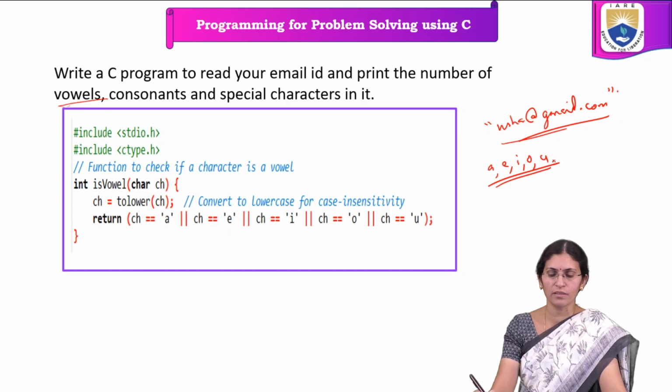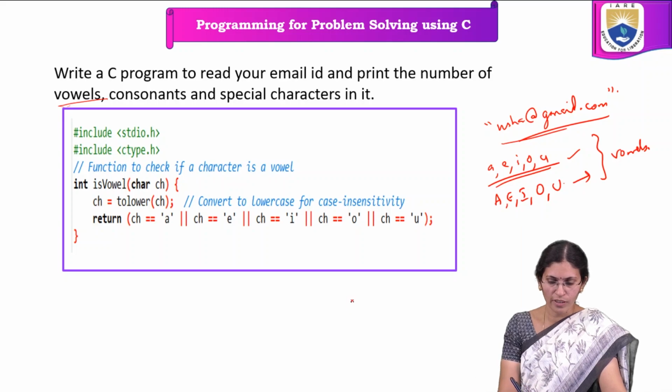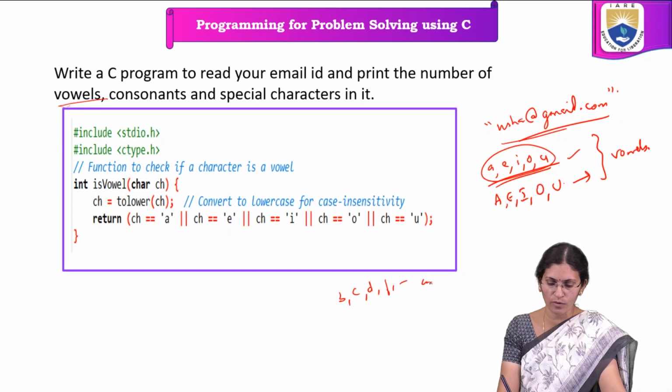Not only small letters, even if these are in uppercase, A, E, I, O and U, all of these are vowels. Whereas consonants are, apart from vowels, whatever characters we have, like B, C, D, F, G. In the English alphabet, all the alphabets other than these are considered as consonants.